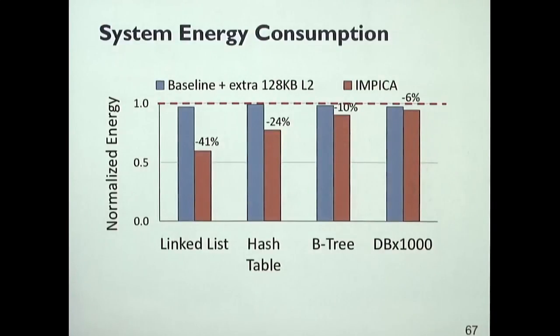And energy improves as expected, right? Because you're not moving data as much. So linked list is where the energy improves most. This is the entire database application. Again, system energy reduces by 6%. System energy is hard to reduce, so 6% is not bad.